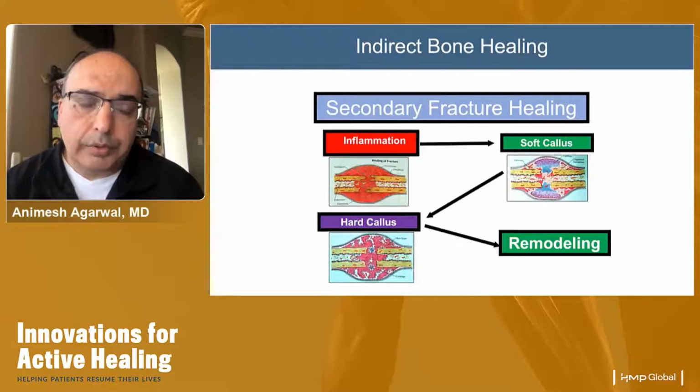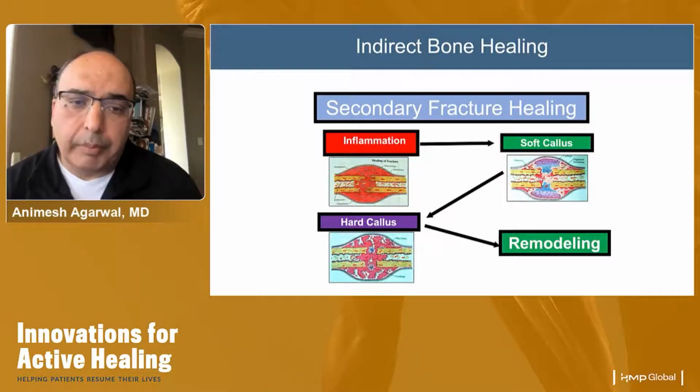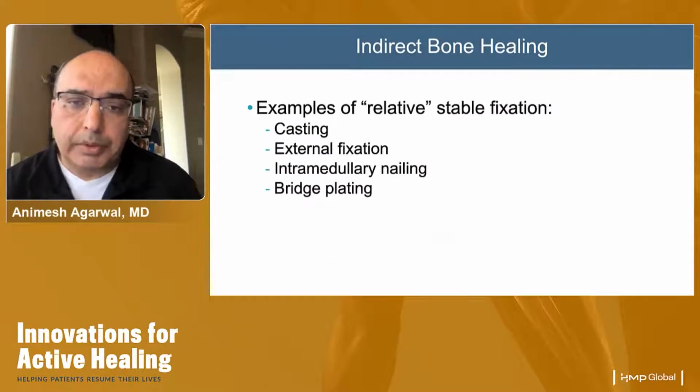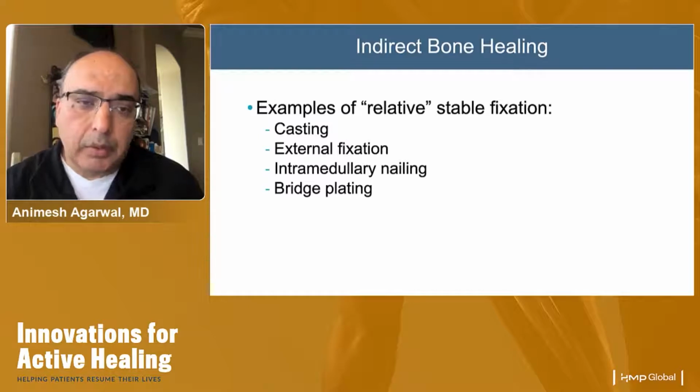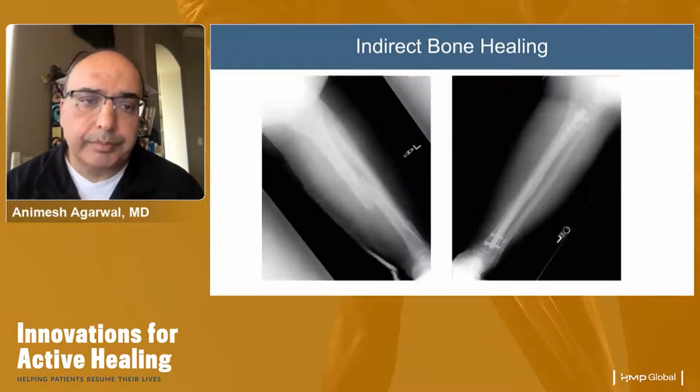So if you look in summary in terms of secondary fracture healing, you get inflammation, which occurs immediately when the fracture occurs for about a week. Then you have soft callus formation, which then eventually is replaced by hard callus. And then there is remodeling that occurs. So examples of relative stable fixation, again, casting or splinting, external fixation, intermedullary nailing, and bridge plating. And we'll show some examples of those at the very end.